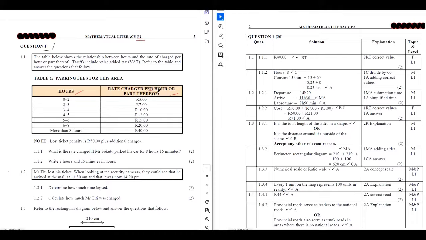So this is very important. This per hour, this is the rate charged per hour. So that's what you also need to look at. If you check, we can see that we are given different ranges of hours, and then we're also given more than 8 hours. We are also given a note that lost ticket penalty is 50 rand plus additional charges. So what does that mean? That basically means that if you lose your ticket, you will pay the 50 rand, and then you will also pay the additional charges based on the rate per hour.